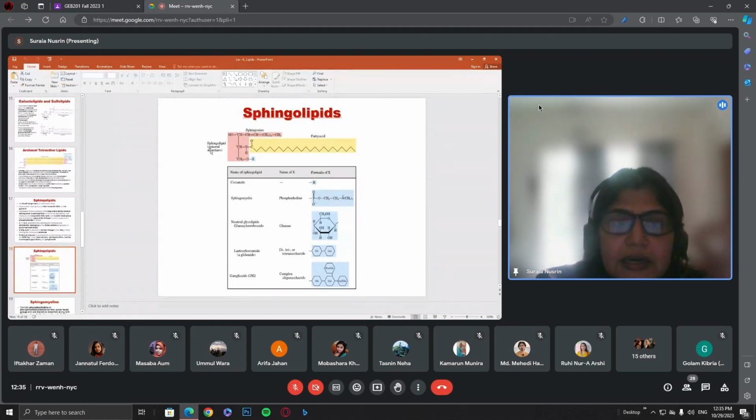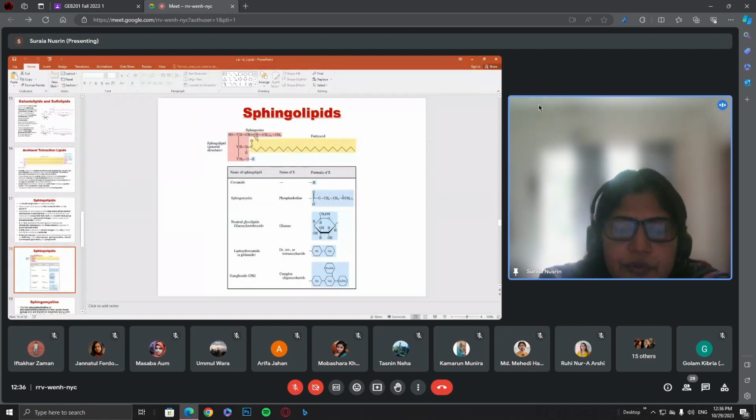So here the sphingosine's number 1, 2 and 3 carbons. Okay, number 1, 2 and 3 carbons, these are analogous to the 3 carbons of glycerol. Okay, now the number 2 carbon of the sphingosine is linked to a fatty acyl chain by amide linkage, because the number 2 carbon has an amino group.